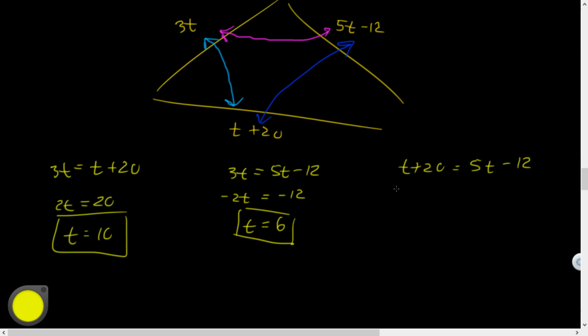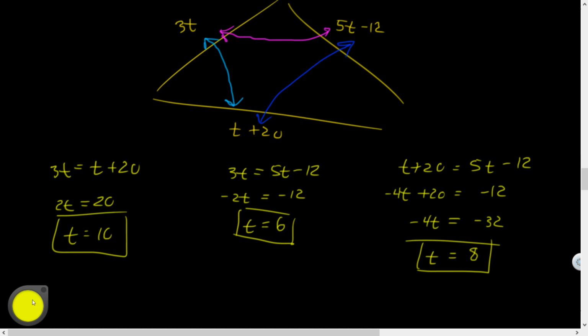And subtract 5t from both sides. Negative 4t plus 20 is equal to negative 12. Subtract 20 from both sides. Negative 4t is equal to negative 32, and divide by negative 4, t is equal to 8.